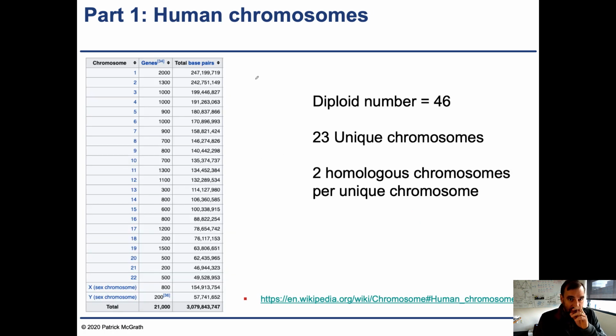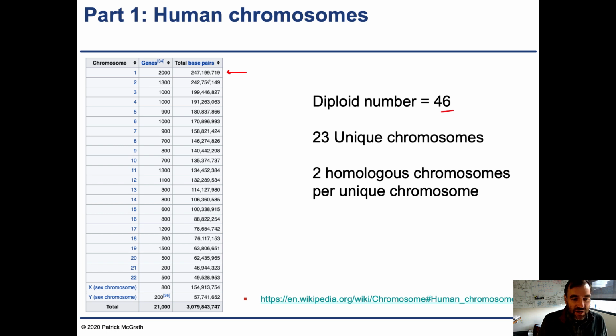All right, so human chromosomes. This is just taken from Wikipedia. Again, the human diploid number is 46. We have 23 unique chromosomes, and if you wanted to see how long each chromosome was, you can see this in this table. This nice table lists both the approximate number of genes on the chromosome and the total length of DNA. Chromosome 1 has approximately 2,000 genes, and it's about 250 megabases long. So that's a pretty long piece of DNA.